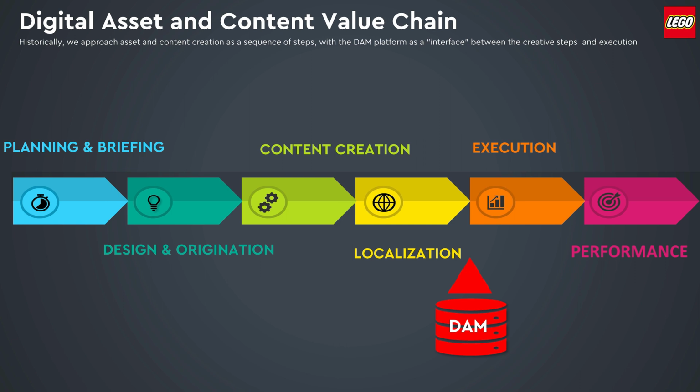Now the assets are done and ready for consumption, so we put them onto the platform. Then there is an execution phase where it's brought to life out in the real world somewhere. We do some performance tracking. And that's the value chain we have around assets and content. I would assume it's very similar to what a lot of you are having.